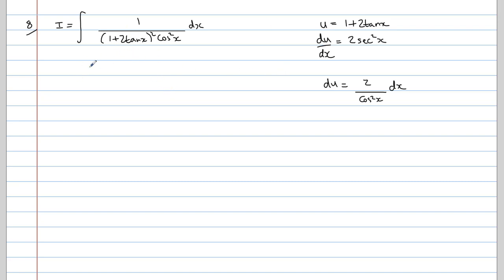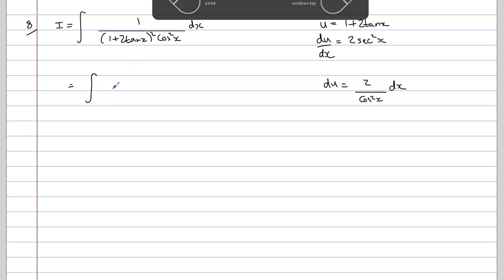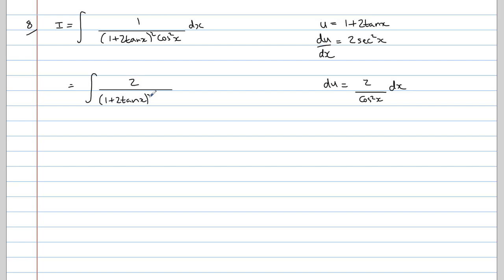Before I make my substitutions in, I'm just going to modify this integral very slightly. Rather than have a 1 on the top, I would actually like to have a 2 on the top. But to make this equal to this, I need to bring a factor of a half outside of my integral here, because if I do a half times 2, I end up back where I started. Now that I've got this, I can make my substitutions.